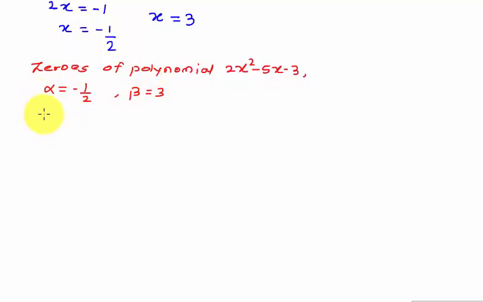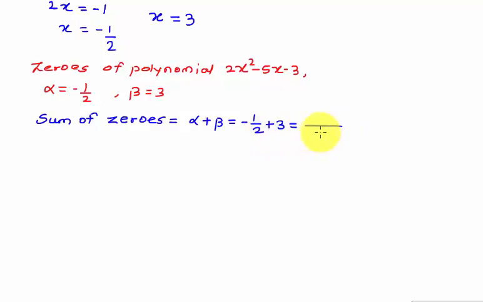The first term is sum of zeros. So we want to find out sum of zeros. That means sum of alpha and beta. Alpha is minus 1 by 2 and beta has value 3. So we need to add these two values. LCM of the two numbers is 2. Minus 1 will remain as it is and 3 into 2 will give us 6. So after simplifying we get the sum of zeros as 5 by 2.